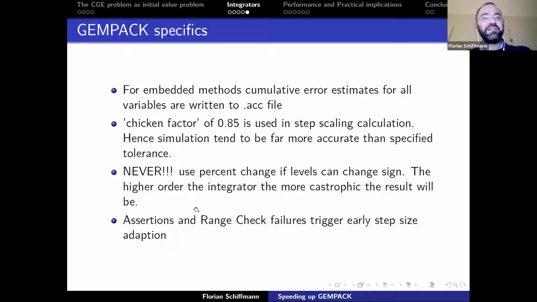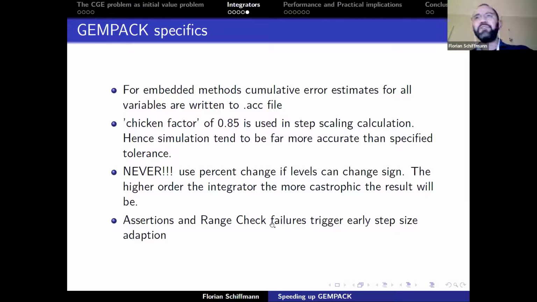And for the adaptive step sizes, assertions and range checks usually tell us if something goes wrong. We implemented it so that if you've got range checks and assertions in your model, and in the second stage, so in the second trial point computation, you fail one of these assertions, for example, it will stop there and straight away redo the step with half the step size, because it knows what it will get out in the end will be horrible anyway.